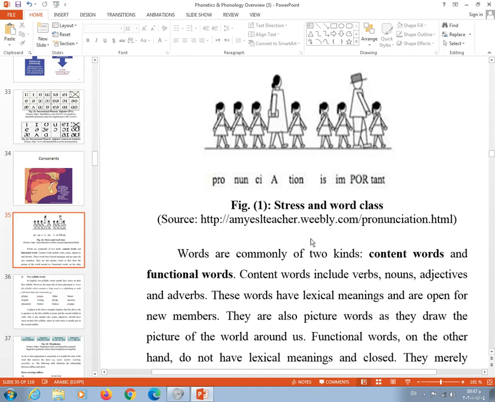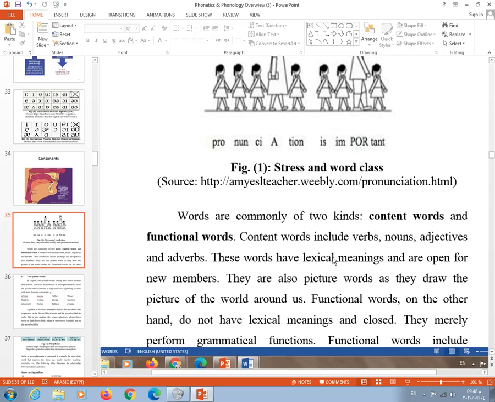And stress. Here we have two words, pronunciation and important. In pronunciation, stress falls on the fourth syllable. In important, it's on the second. And in pronunciation, we also have what we call secondary stress. We have primary stress falling on A, and secondary stress falling on pro, because this is a lengthy word. But first, what is stress?